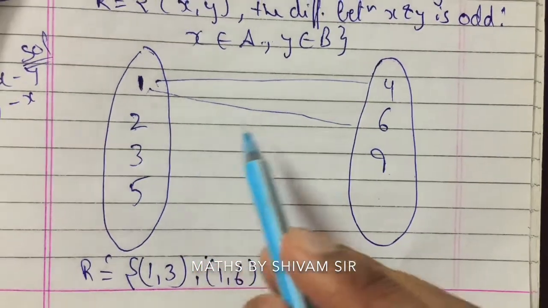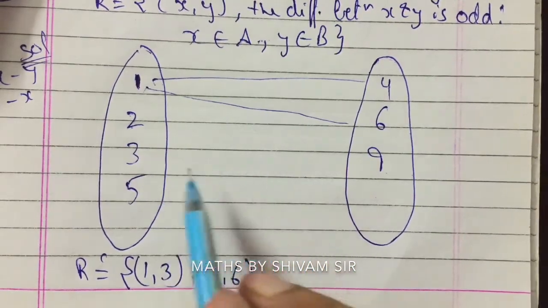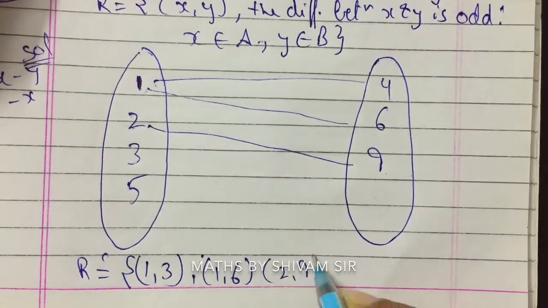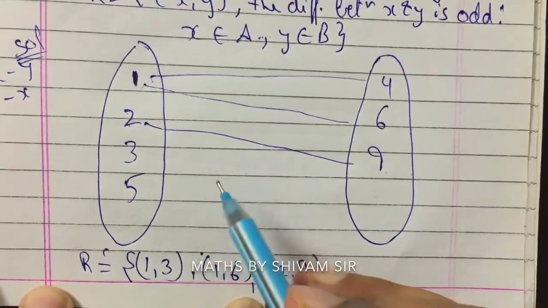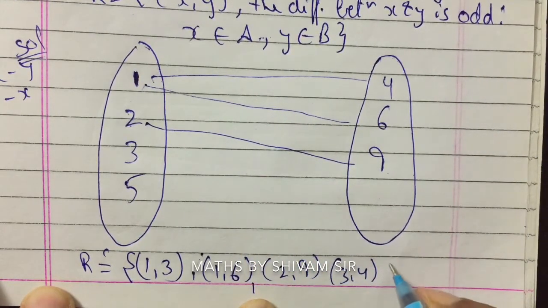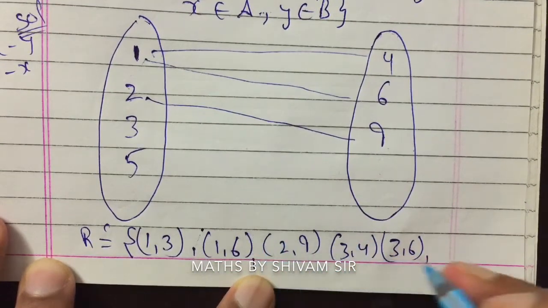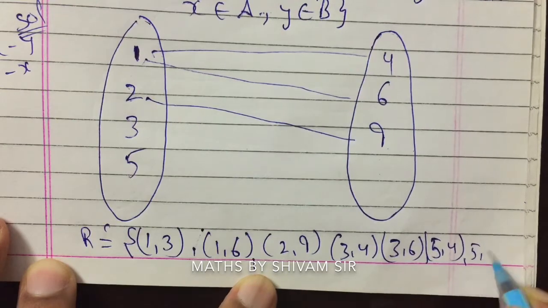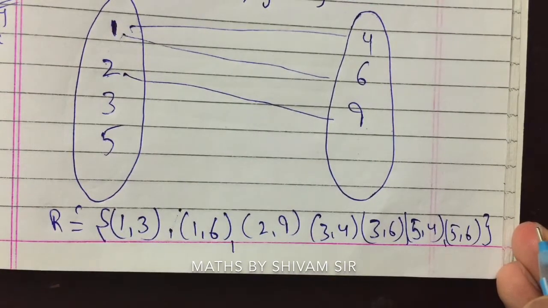So 2 and 4, 4 minus 2 is 2. 2 and 6 is also not odd, 6 minus 2 is 2. 2 and 9 is odd, right? 9 minus 2 is 7. So we can take (2, 9), right? Next we have 3 and 4. 3 minus 4 is odd. 3 and 6, 3 minus 6 is also odd, right? 3 and 9 is not odd. So 5 and 4, yes. Next 5 and 6, yes. But 5 and 9 is not odd, right? So this is the relation R.